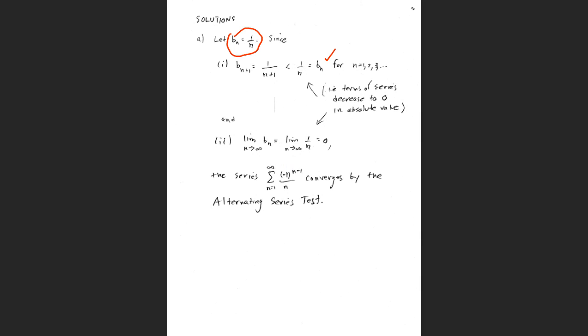B sub n plus 1 would be 1 over n plus 1. That's less than 1 over n, which is B sub n. So that just is a fancy way of saying the terms of the series decrease in absolute value. And then the second condition, of course, is that the terms have to go to 0. And by the alternating series test, this alternating harmonic series has to converge. Please let me know if you have any questions.